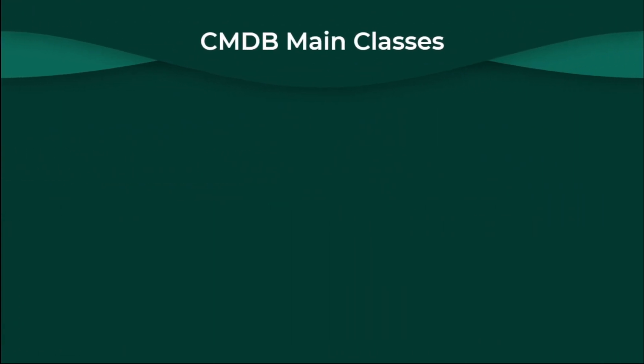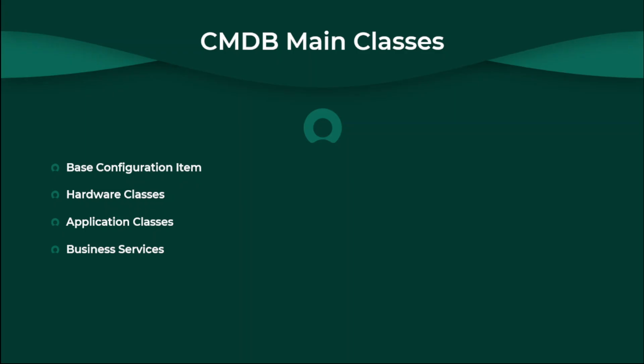CMDB main classes. The CMDB organizes data using classes and hierarchies. Base configuration items. This is the top-level class in the CMDB hierarchy. All other CIs inherit from the core class.